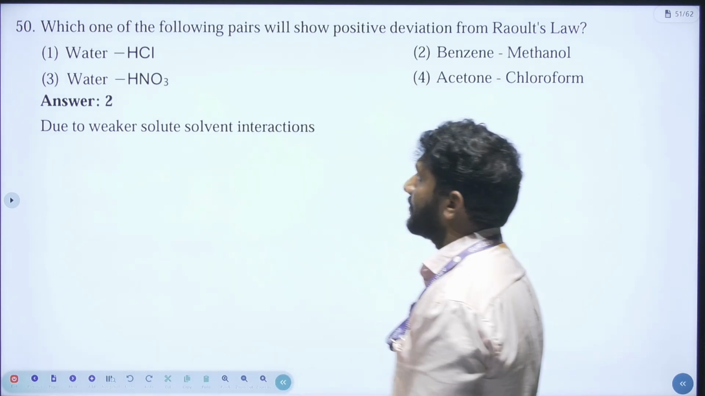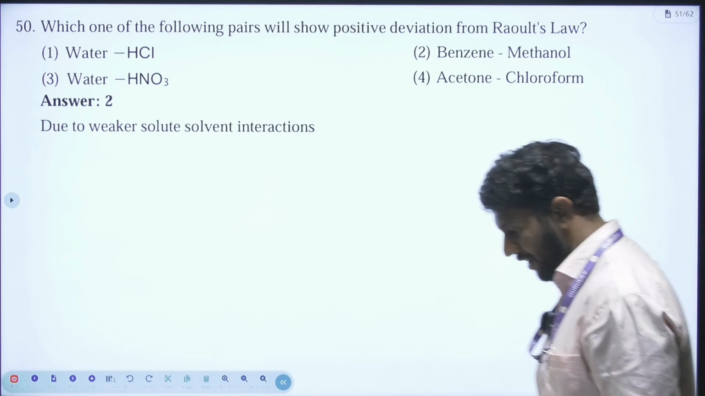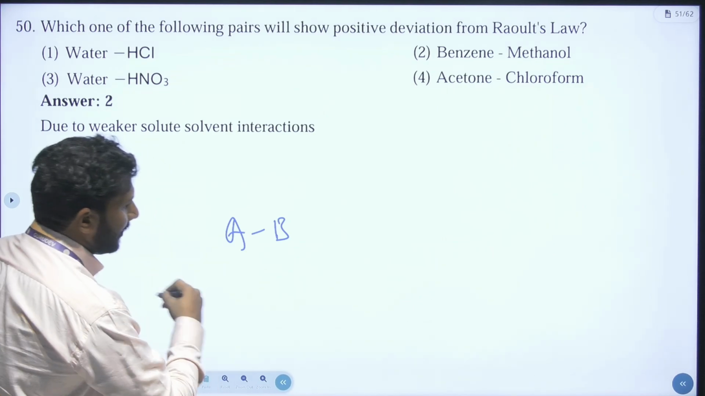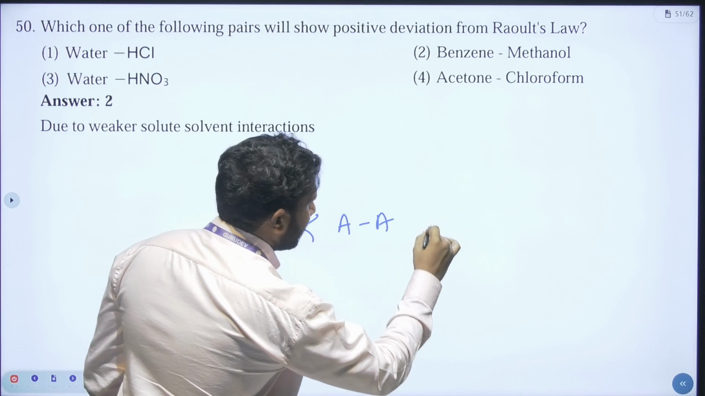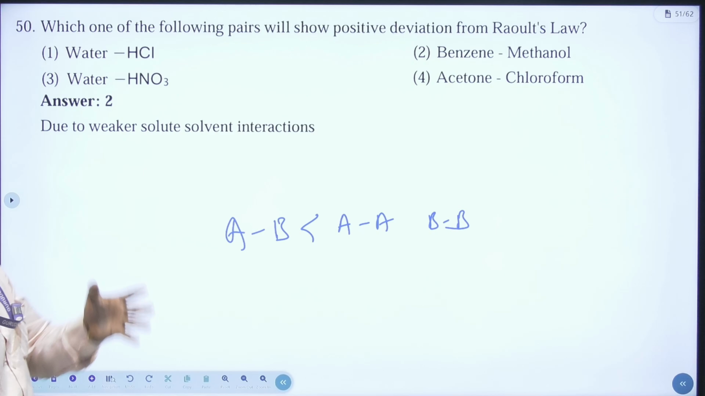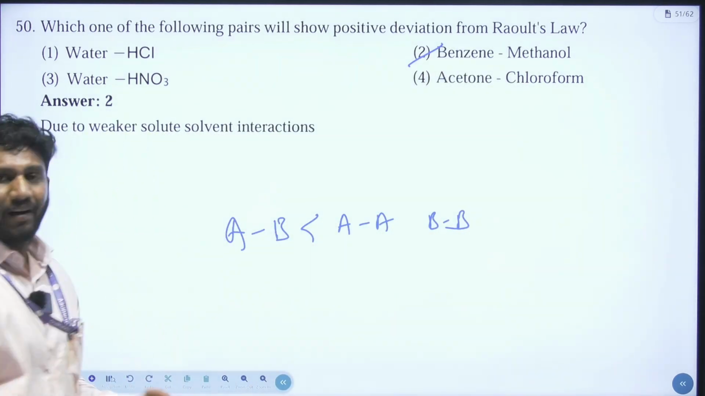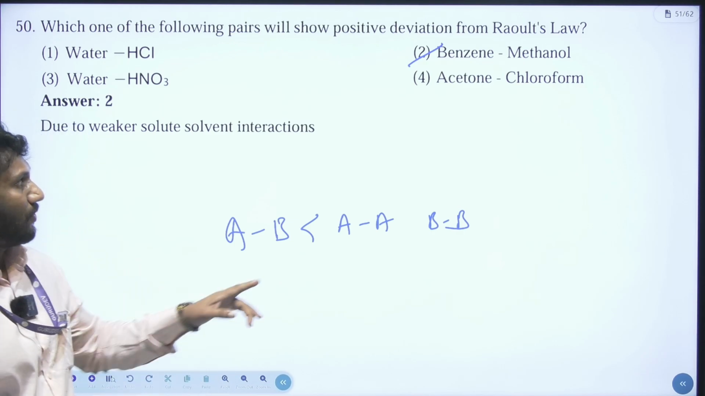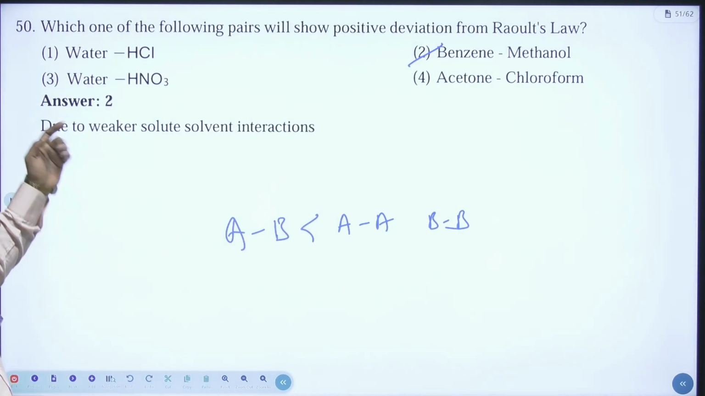Next question, which of the following pairs will show positive deviation from Raoult's law? Positive deviation means the solute and solvent interaction, if it is less than solute or solvent, then solution will show positive deviation from Raoult's law. So that means benzene and methanol, the interaction between benzene and methanol is very less. That's why correct option is answer 2.